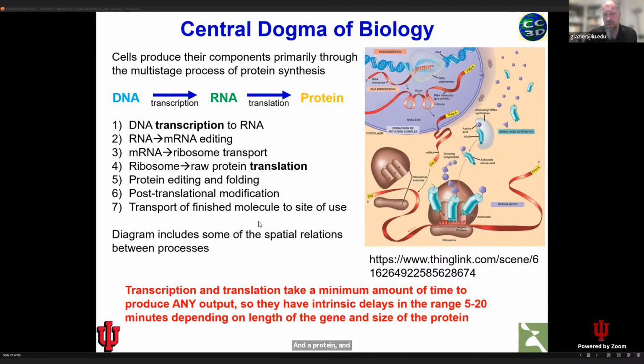Something that is important to remember is that transcription and translation take time, depending on the length of the gene. And so typically there's a delay of 5 to 20 minutes, depending on the size of the gene and the protein, between the time you start turning on a gene and the time you get any protein at all. And those delays typically are not represented in detail in simulations. Sometimes you can get away with it, sometimes you can't.